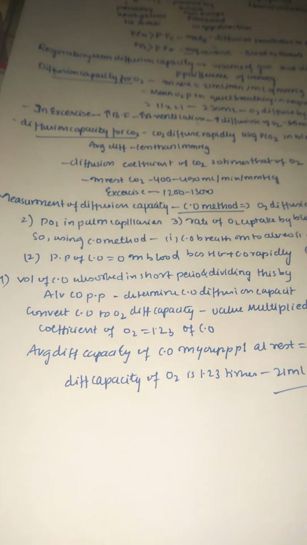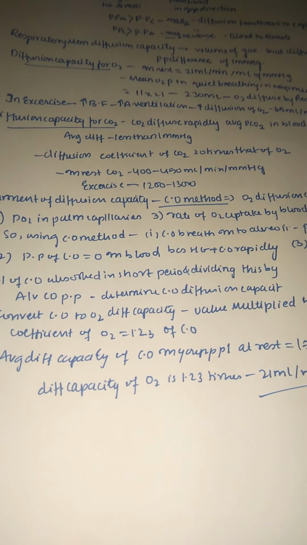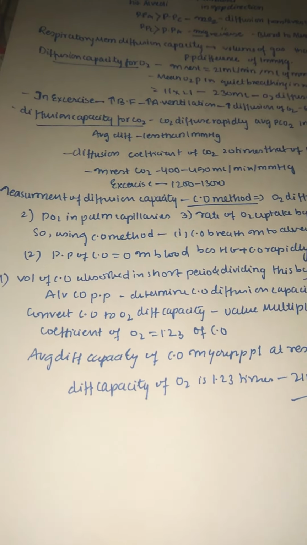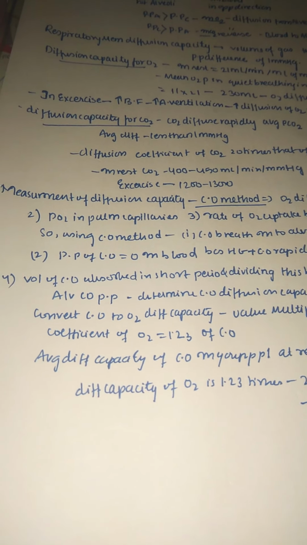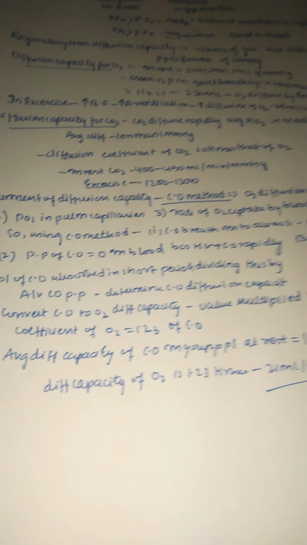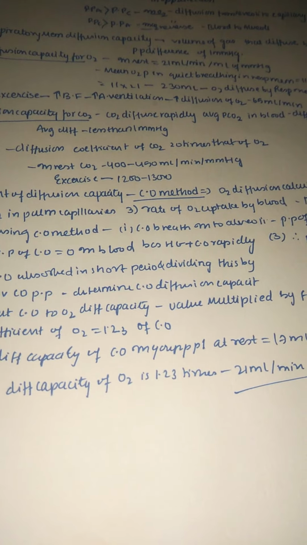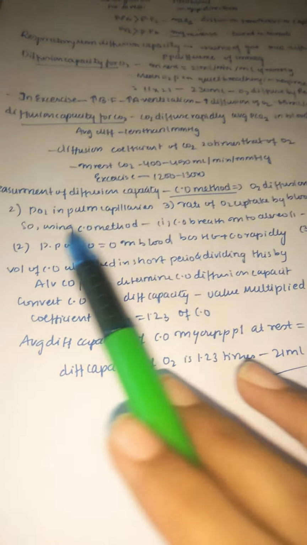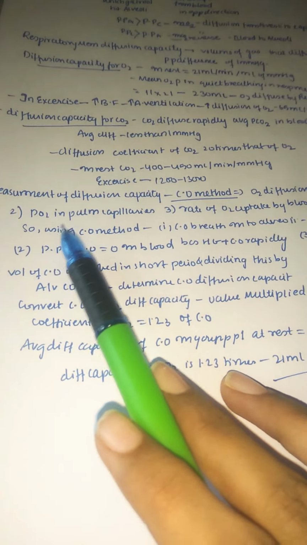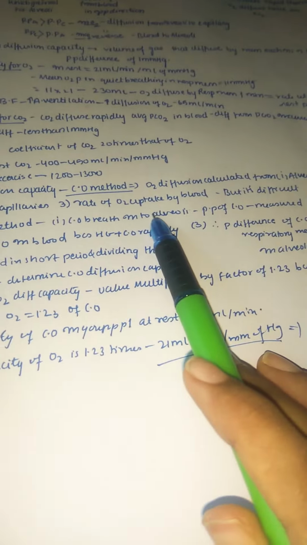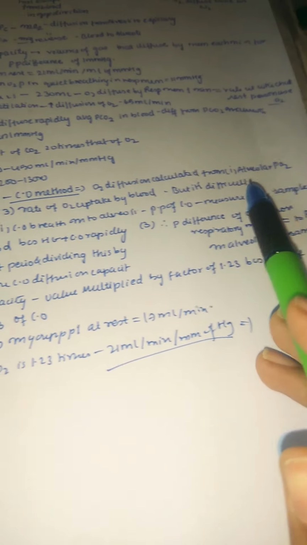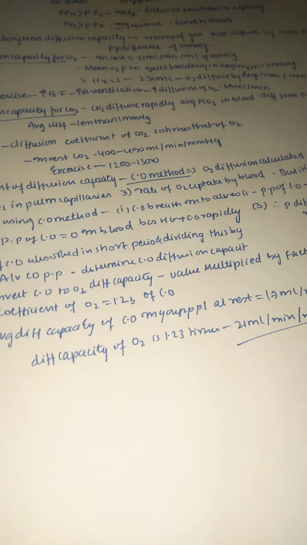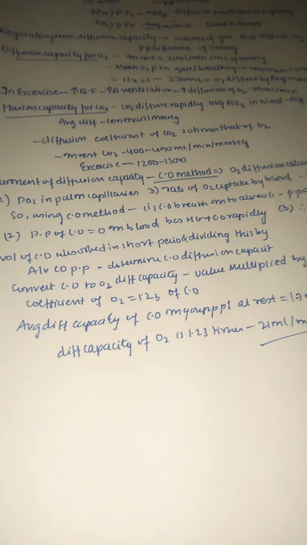So for measurement of diffusion capacity, mainly here we use the carbon monoxide method. We want to measure the diffusion capacity for oxygen, but here we are using the carbon monoxide method. Why? Let us find out. Oxygen diffusion is mainly calculated from the alveolar partial pressure of oxygen, the partial pressure of oxygen in pulmonary capillaries, and the rate of oxygen uptake by blood, but it's difficult to find by all these methods, so we directly use the carbon monoxide method.